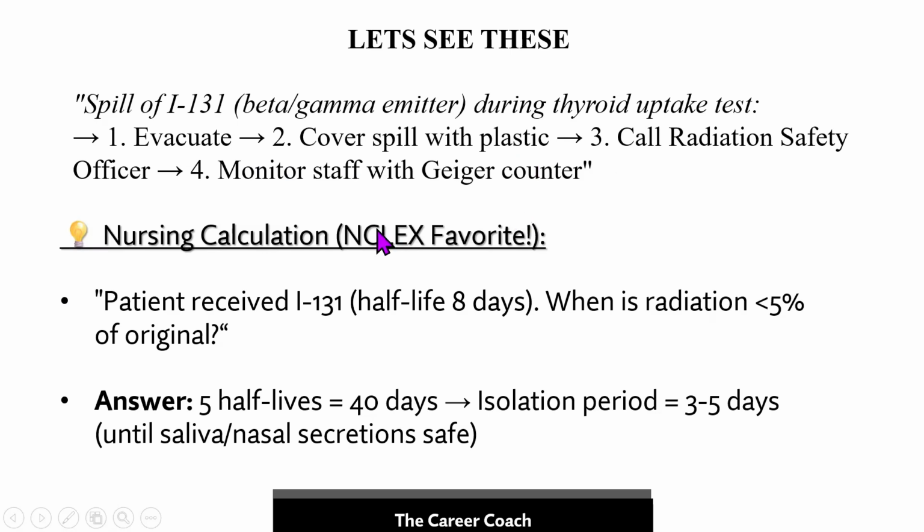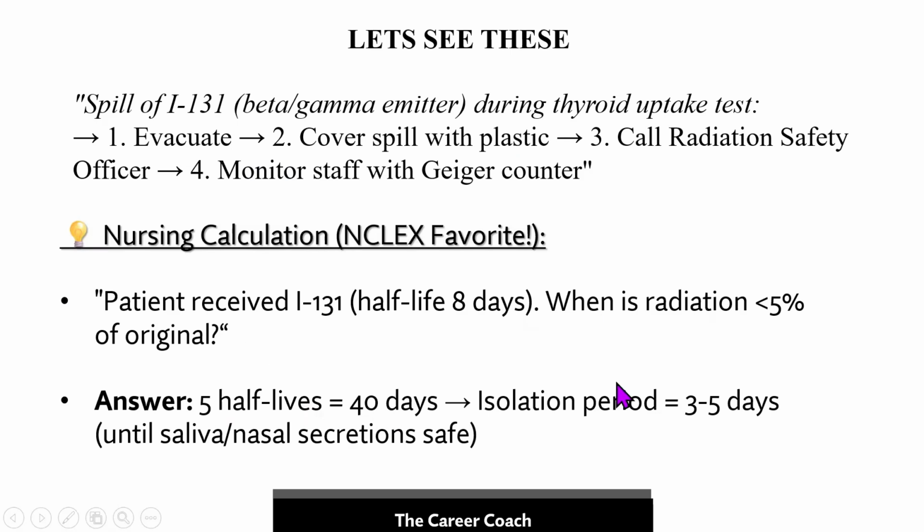Let's look at this calculation, very important for the NCLEX examination. A patient received iodine-131, which has a half-life of 8 days. When is the radiation less than 5% of its original size? What's the answer? 5 half-lives is equal to 40 days.